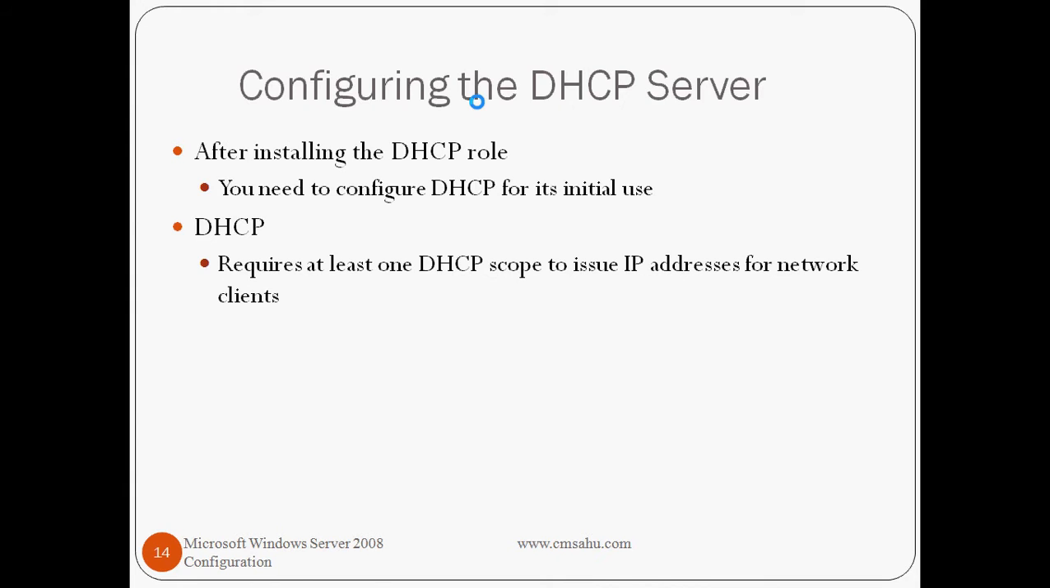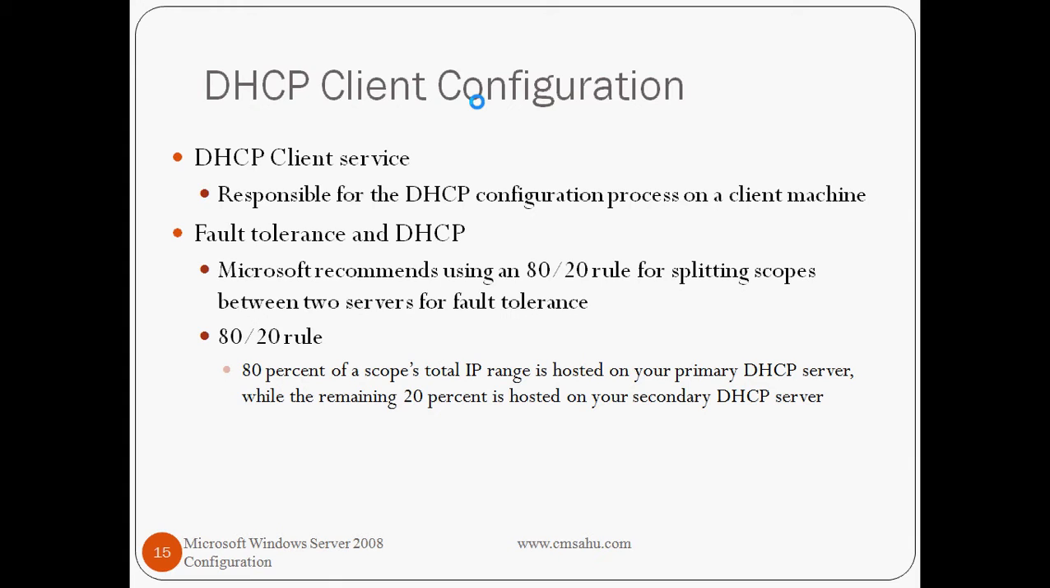If it's a small network, if there are 50 or 100, 200 clients, systems, then you need to create one scope, right? It will be enough for you, right? So DHCP client configuration. The DHCP client service is responsible for the DHCP configuration process on the client machine.